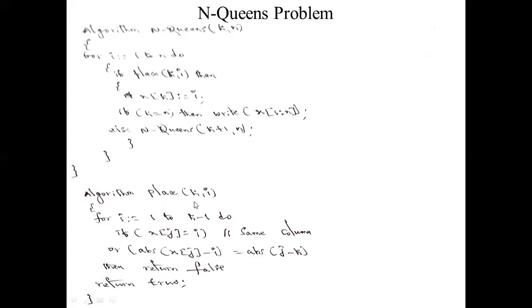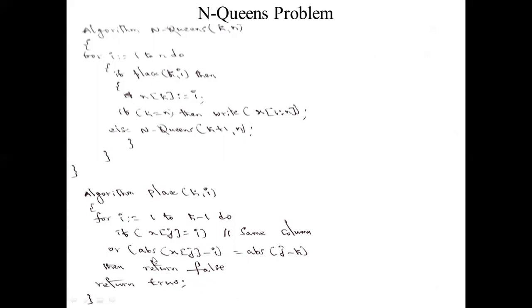Then what is Place? This Place procedure is used for finding the appropriate column number for the kth queen. Now try to extract all the already placed queens' column numbers. Already placed queens are 1 to k minus 1. Take one loop to extract the column numbers, for j equal to 1 to k minus 1. If x of j equals i, what is x of j? The column number of the jth queen already placed is equal to the column number of the kth queen, i. Then simply write that the column numbers are the same.